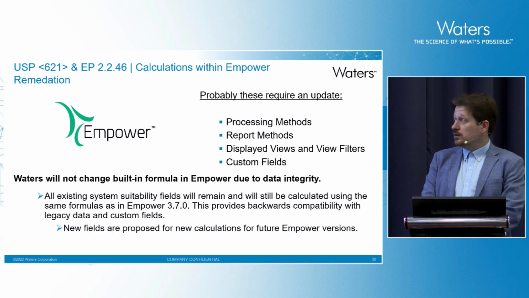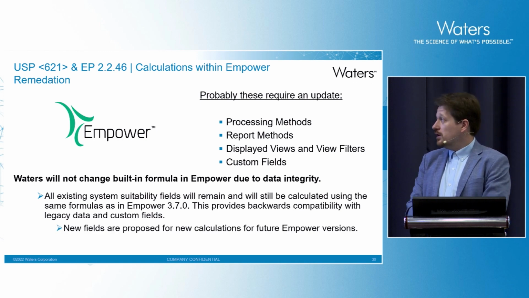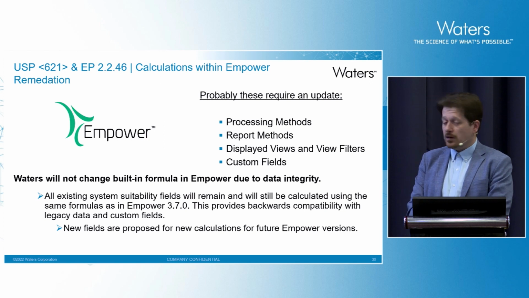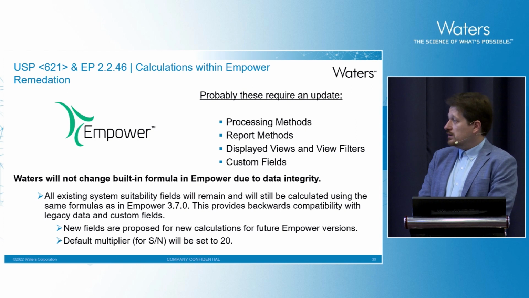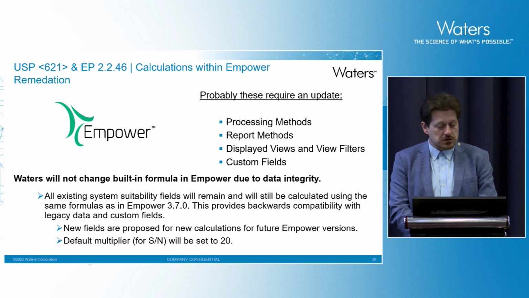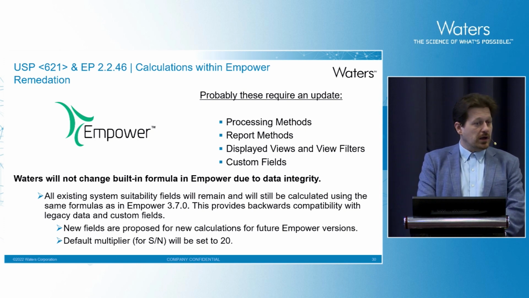So what is proposed internally at Waters for the new versions to come, that's the idea, is a field called USP plate count, and then in brackets the release date, also the version of the pharmacopoeia, so it's clear which book version was used. This is the idea. And the other one is that in a future version of Empower, the default multiplier in the processing method will be set to 20.